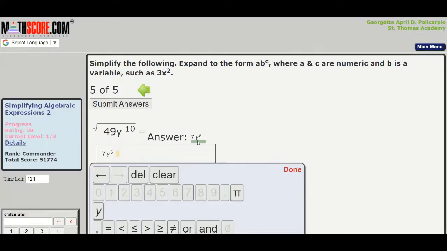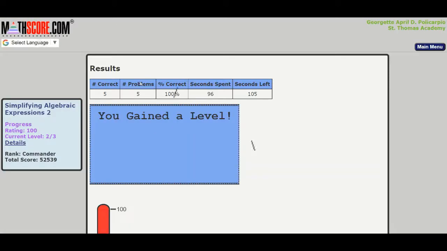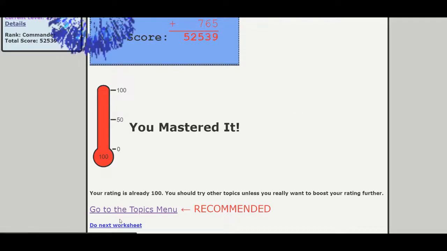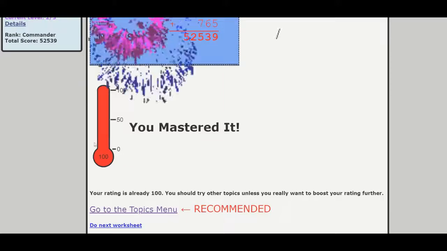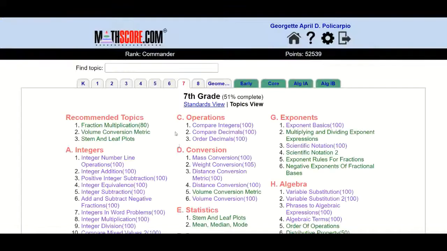Para ma-check nyo, 7y to the 5th times 7y to the 5th. No, dapat ito lalabas. Mukhang okay naman. Sige, submit answers natin. Yan. So, mastered na natin. So, pwede naman tayong mag-do next worksheet. No, pwede pa itong i-raise hanggang 110%. No, pero dahil ano naman, okay na tayo. So, pwede na go to topics menu tayo dyan.